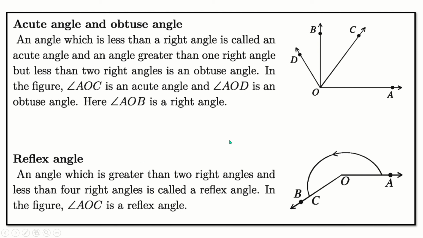Reflex angle. An angle greater than 180 degrees but less than 360 degrees, that means greater than two right angles but less than four right angles, is called a reflex angle.